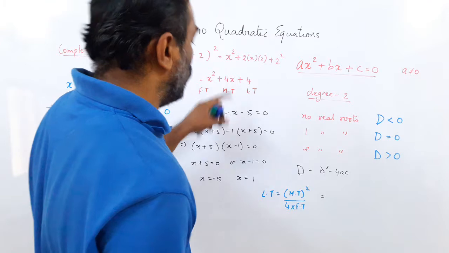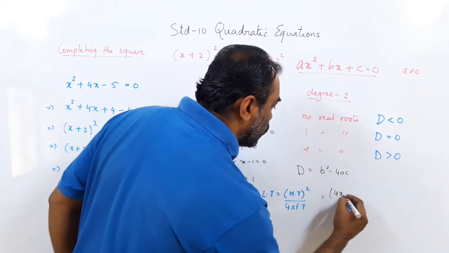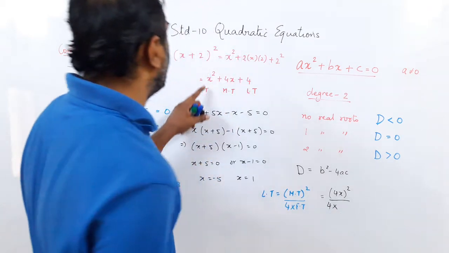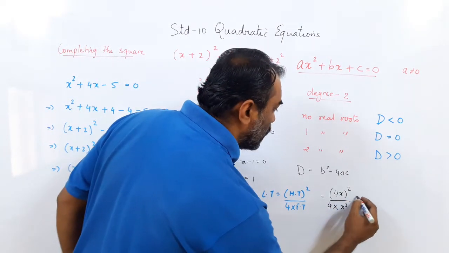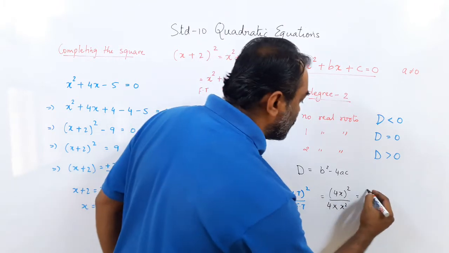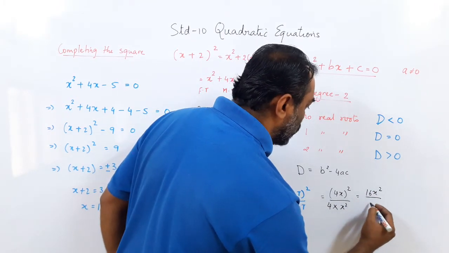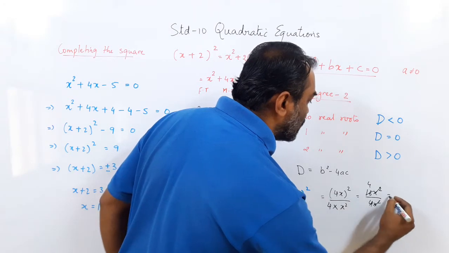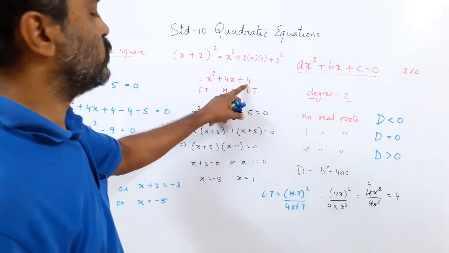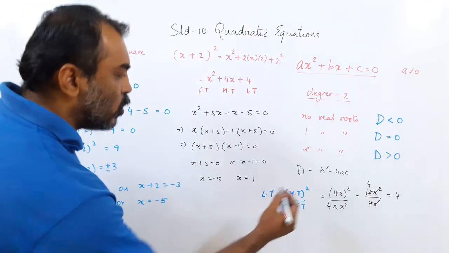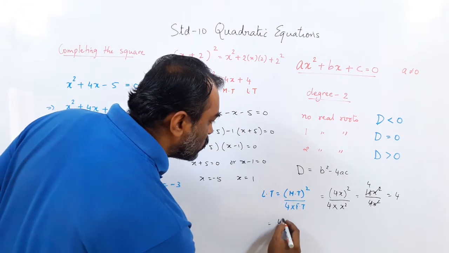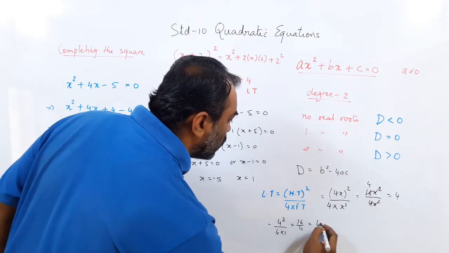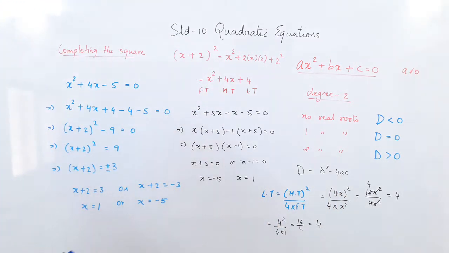What is the middle term? 4x. So right here, 4x the whole square upon 4 into the first term. What is the first term? x square. Now what is 4x the whole square? 4 square is 16 x square, upon 4 into x square, that is 4x square upon x square, which gives 4. So 4 is the last term. Can you see this? And if you had not used the x, then you would only write 4 square upon 4 into 1. That is 16 upon 4, equal to 4. So without using the x also, you can do it.